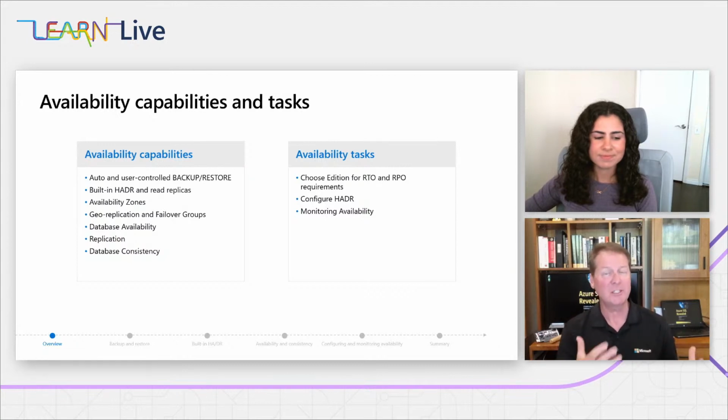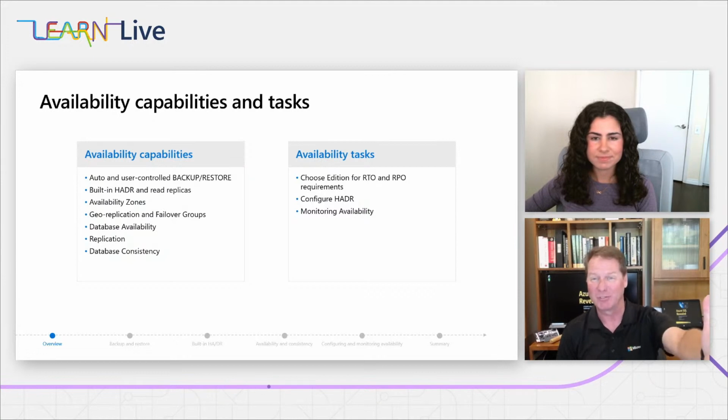Now, this is one of the richest areas we have in these 3 sections about capabilities. Why is that? It's because we're using the power of SQL Server, but we're using the power of Azure. A lot of built-in capabilities come for availability, a lot of options for you to make it more highly available. Therefore, you're going to spend more time seeing capabilities here.